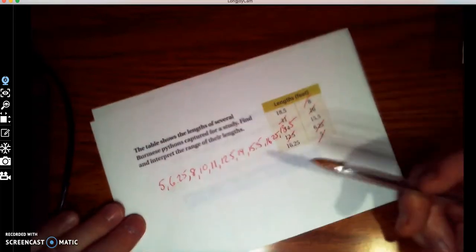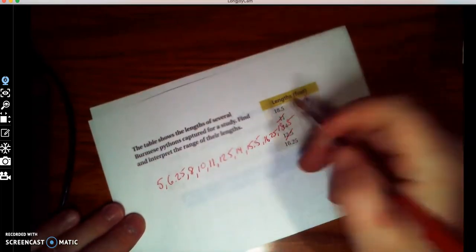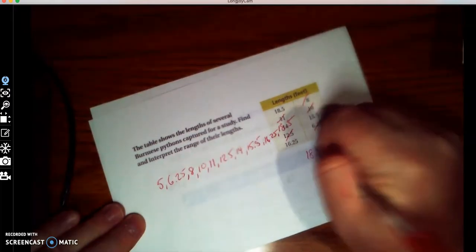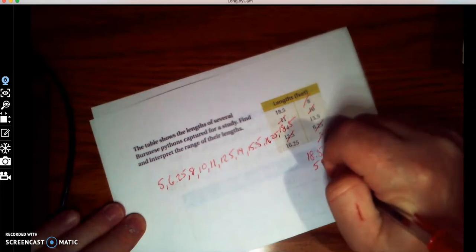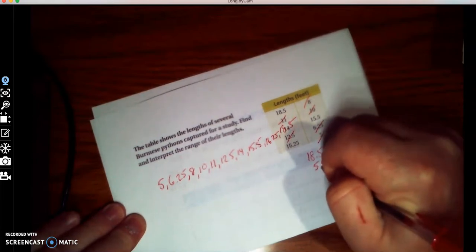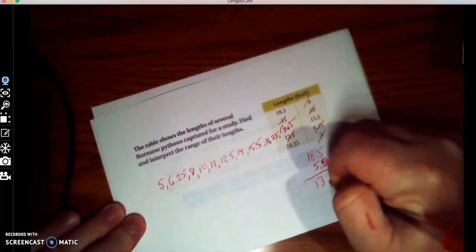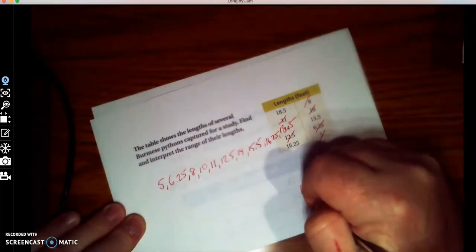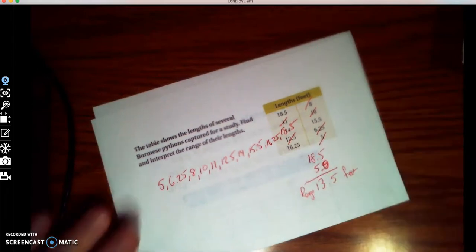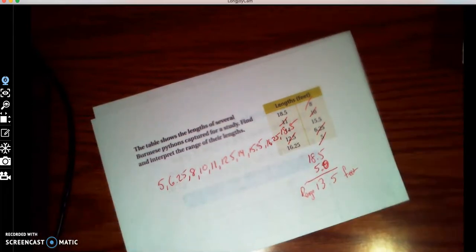So what you do is you find the largest number, which is 18.5, and the smallest number, which is 5. Remember, when you subtract decimals, you always line up your decimals. So the answer would be 13.5 feet. That is our range. Now that's pretty easy. In fact, that was too simple.